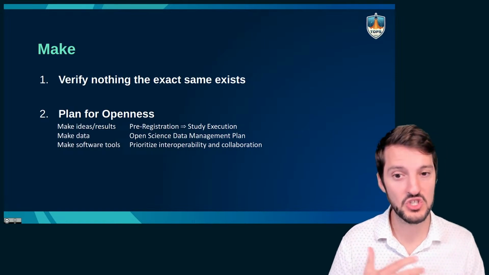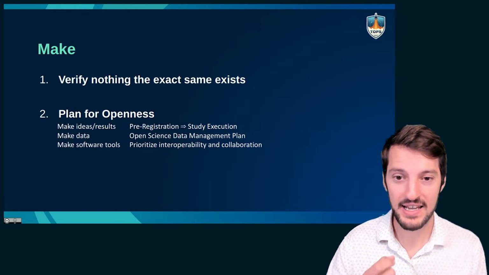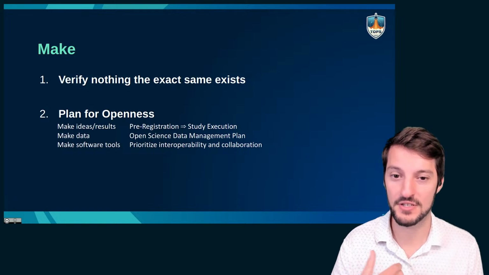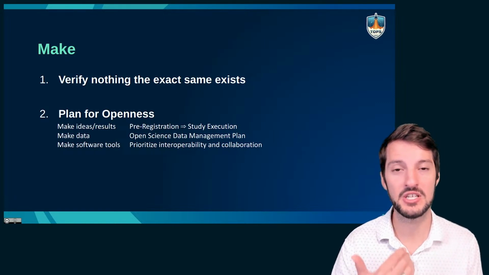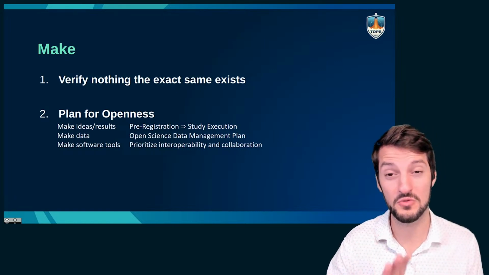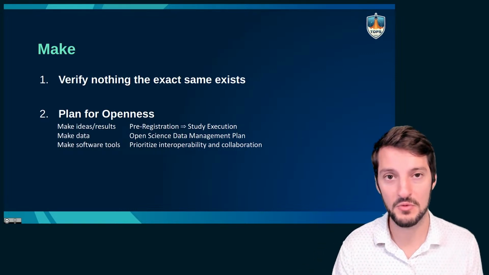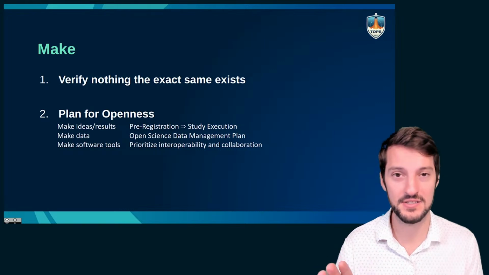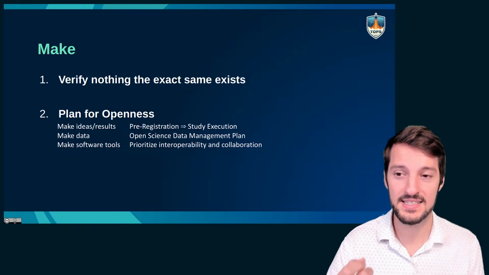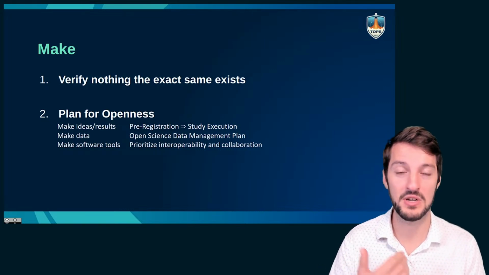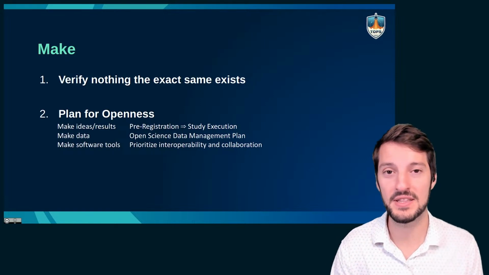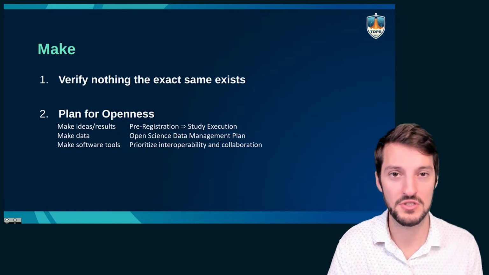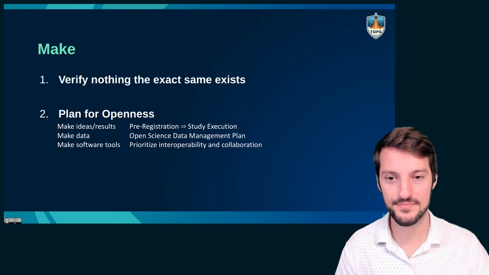If you're going to make a software tool, then I would highly, highly, highly ask that you prioritize interoperability, making sure that your tool doesn't just work on one type of computer, or in the worst case, only your computer, and nobody else can use it or run it. And you should also focus on collaboration. And so this might be something that you carry out using some type of code repository service.